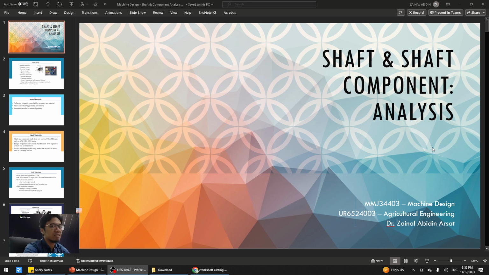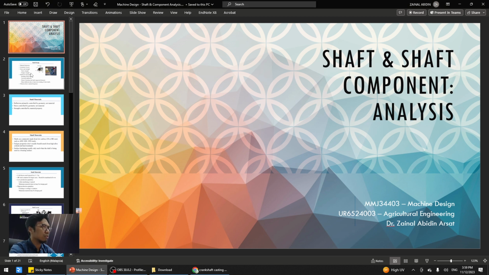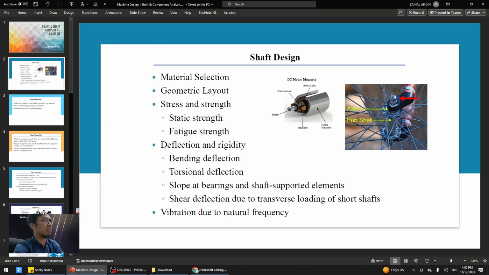So today we will learn a new topic which is shaft and shaft component analysis. Who hasn't seen a shaft? I think everyone knows what a shaft is. Maybe some people don't know what a shaft is. Shaft basically you can see anywhere. Sometimes the screw itself is called a shaft, but you don't realize it.